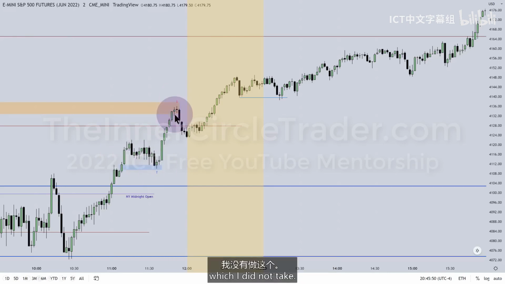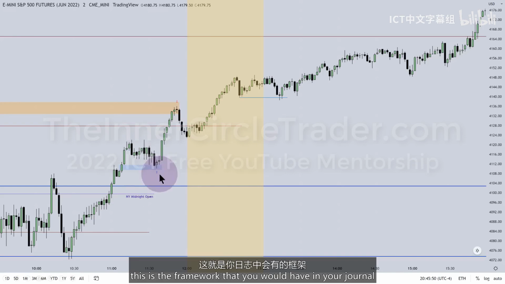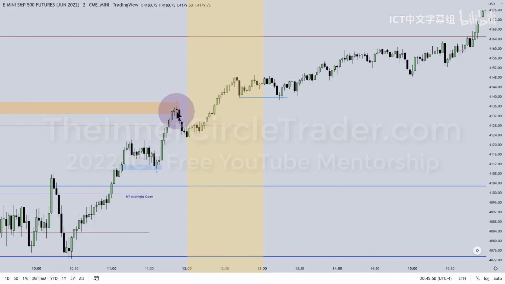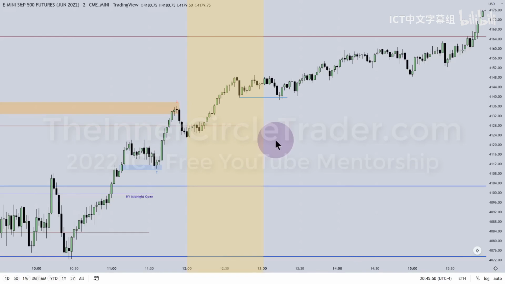So this would be the only other setup, which I did not take. I didn't take this in a demo account. I didn't demo trade it, but I did give you the logic to look for it real time in Twitter before it unfolded. So this is the framework that you would have in your journal, and everything I mentioned in this lecture tonight hopefully was insightful to you and helpful.